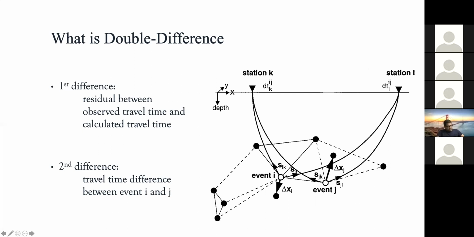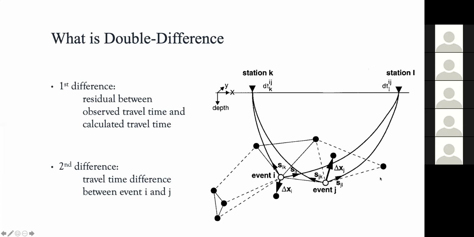So at this point, we have one difference, the time residual, right? The calculated arrival time minus the observed travel time. And we will introduce the second difference. There is an assumption here: if two events I and J are close enough and they are both far from the station K, their paths can be treated as the same. So the only difference between these two events' arrival times is caused by the distance between these two events. So here we have the second difference, and now we have the double difference. The double difference is just the difference between two events' time residuals.